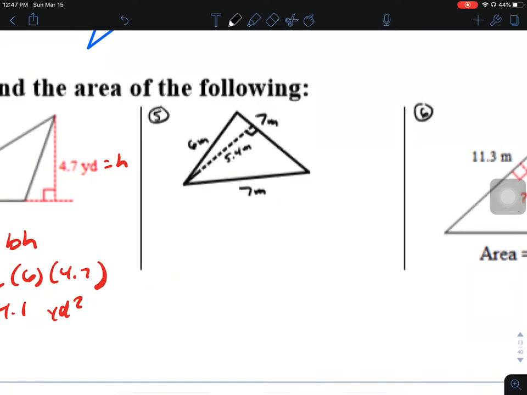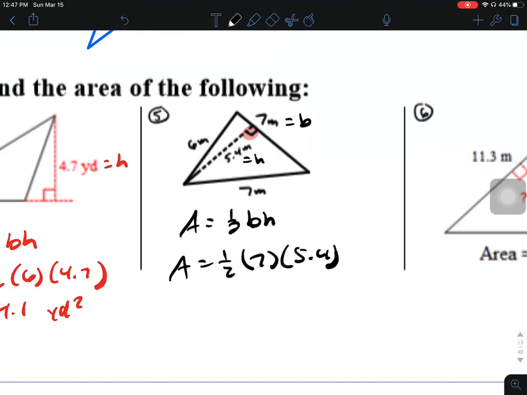Number 5, we got all kinds of numbers on this one. We just can't randomly choose the numbers. The base and the height are perpendicular to each other. So we can see this perpendicular symbol here. So 7 must be the base, and 5.4 then, which is perpendicular, must be the height. So the area is 1/2 of 7 times 5.4. Using a calculator, that's 9.45. The units are square meters.